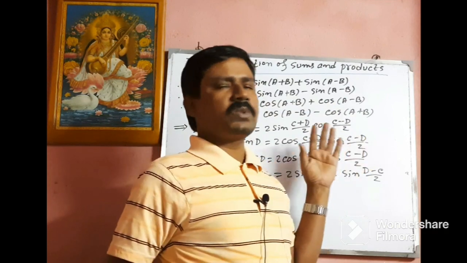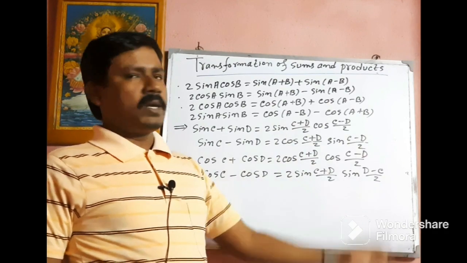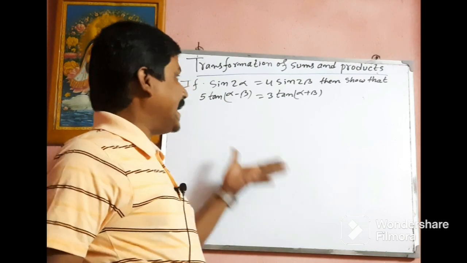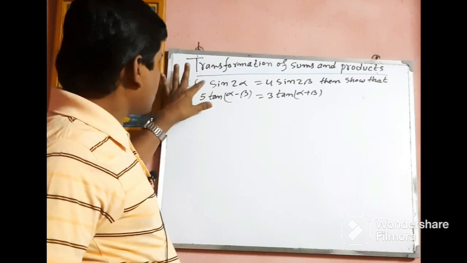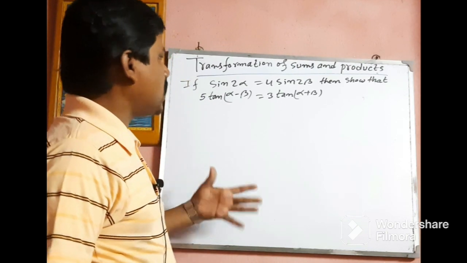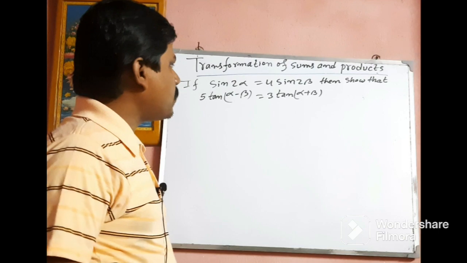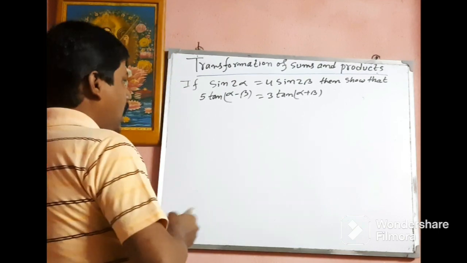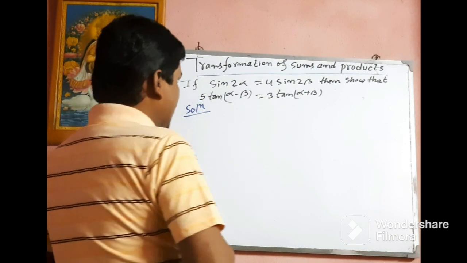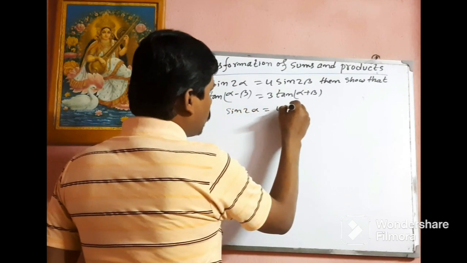We will move to the next and give some examples related to these 8 formulas, which are important for your board exam as well as the competitive exam. The first example of our discussion in this chapter: if sin 2 alpha is equal to 4 sin 2 beta, then show that 5 tan of alpha minus beta is equal to 3 times tan of alpha plus beta. Now according to the given information we can write sin of 2 alpha is equal to 4 sin of 2 beta.